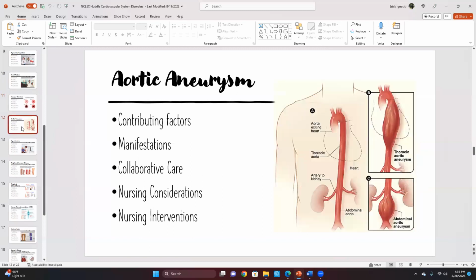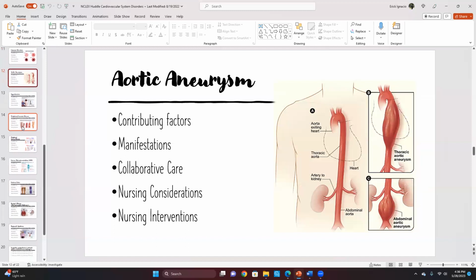All right, let's jump into aortic aneurysm. So this is a local distension of the aortic artery wall, usually thoracic and or abdominal. So it is monitored until it's above 5 centimeters. And so when the rate of rupture increases, surgery is usually required.